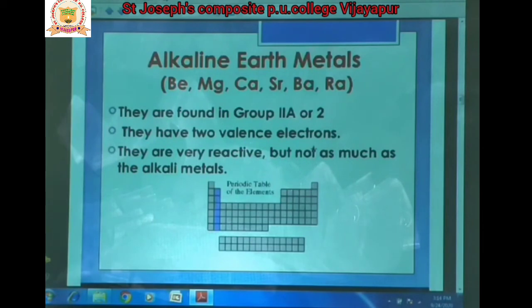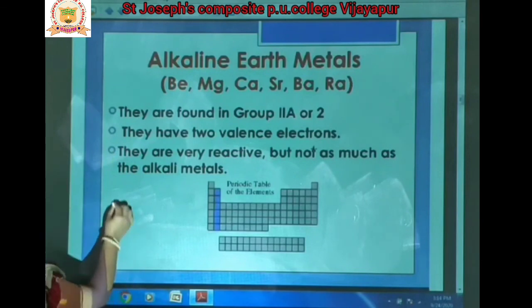Why the name alkaline earth metals? These metals are found in the earth's crust, in the form of macronutrients. These elements increase the alkalinity of the earth. They also form hydroxides. Second, they have 2 valence electrons. How are the valence electrons 2?